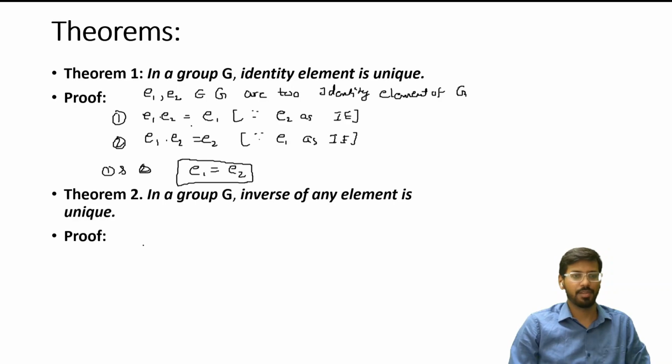Second theorem is, in a group, inverse of any element is unique. Okay, तो किसी भी ग्रुप में जो इन्वर्स होता है किसी भी एक एलिमेंट का वो यूनिक होता है, बट हर एक एलिमेंट का इन्वर्स डिफरेंट होगा. So we will prove it. Suppose we take A, B and C belong to some group G.